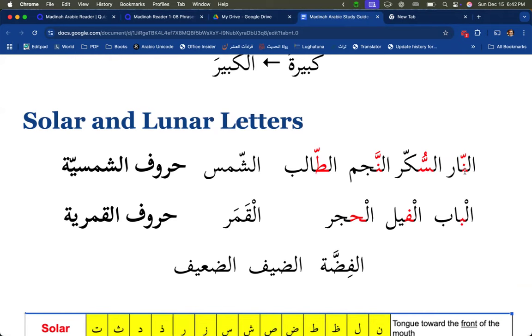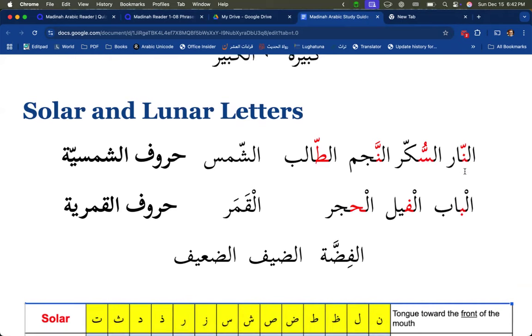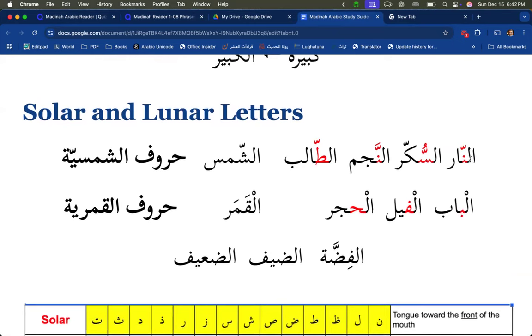it becomes what? You have to forget the lam. You skip the lam. You connect the beginning hamza with that word. So an-nar, as-sukkar, an-najm, at-talib, ash-shams. I will never say al-nar, al-sukkar, al-najm. I will never pronounce the lam. This is huruf al-shamsiyah. And huruf al-qamariyah, we're not going to be able to do a full review today.